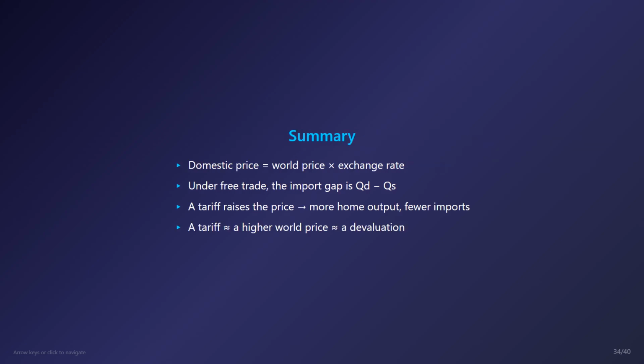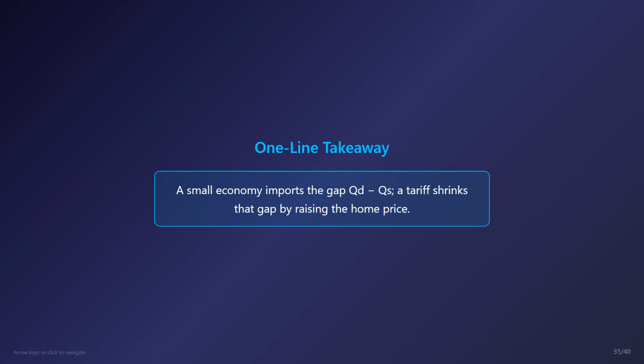Let's summarize. The domestic price equals the world price times the exchange rate. Under free trade, the import gap is QD minus QS. A tariff raises the price, giving more home output and fewer imports. And a tariff has the same effect as a higher world price or a devaluation of the currency. The one line to remember: a small economy imports the gap between demand and supply, and a tariff shrinks that gap by raising the home price.